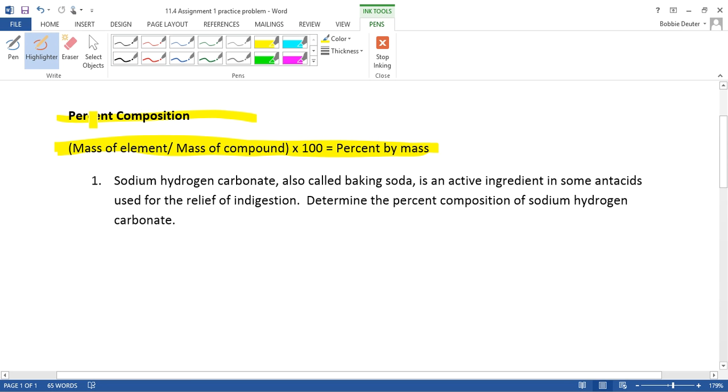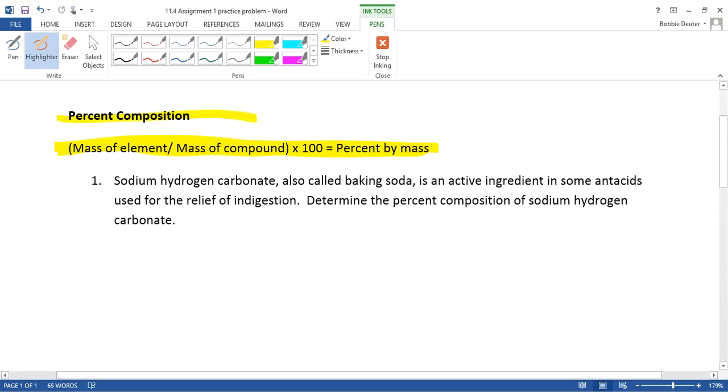Okay, so today we're going to look at percent composition. So this equation right here you can write in your periodic tables for percent composition. It's going to be the mass of the element divided by the mass of the compound times 100% is equal to our mass composition.